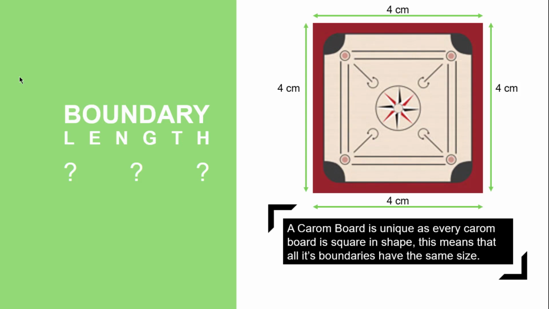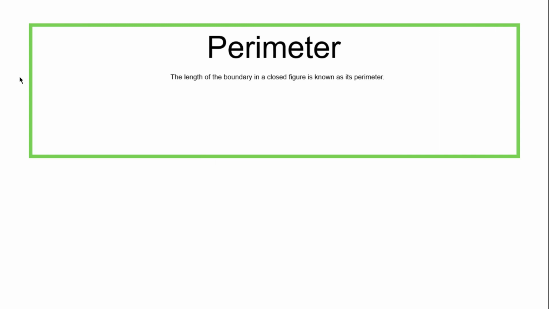So for this, we will first arrange the length of each. So we will write this as 4 plus 4 plus 4 plus 4. Okay, now that we've written the 4s on each, we will add them. So this is going to give me 16 centimeters. Okay, so the length of the boundary is 16 centimeter. But what does this mean? This boundary length means nothing but the perimeter. Okay, so the perimeter is nothing but the boundary.